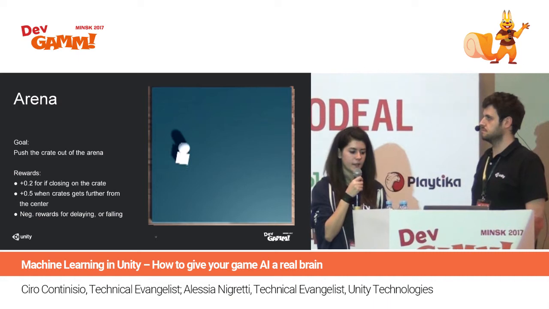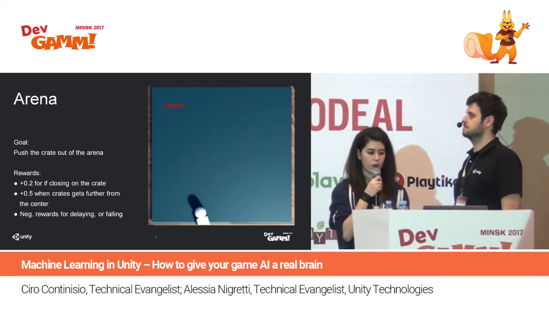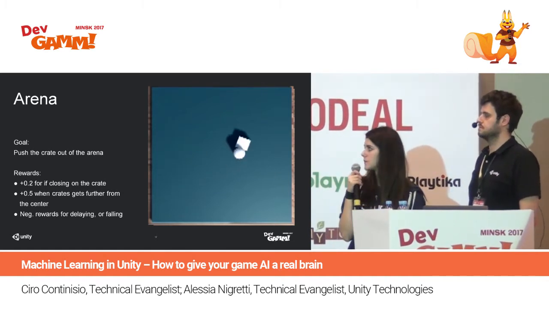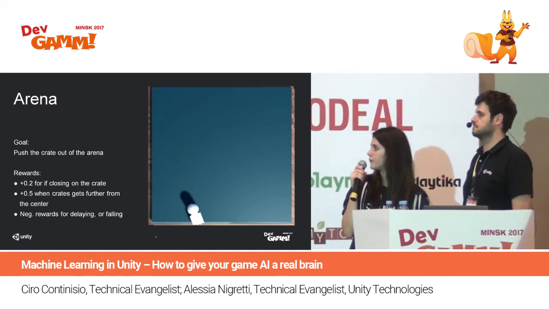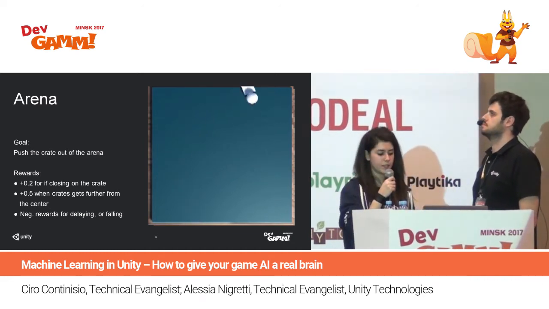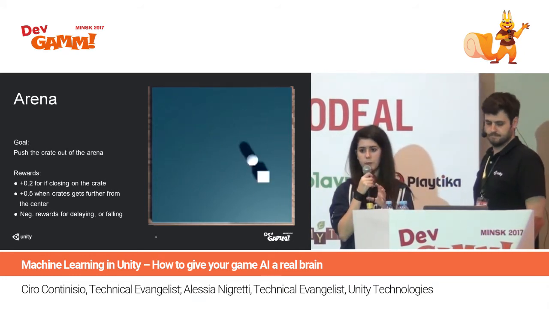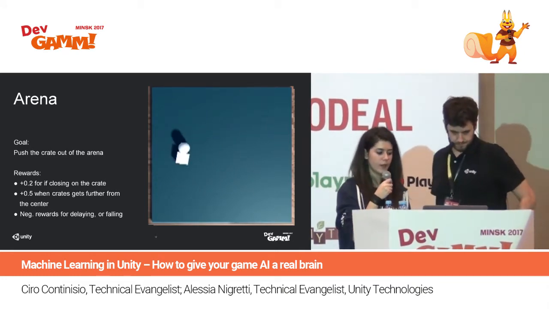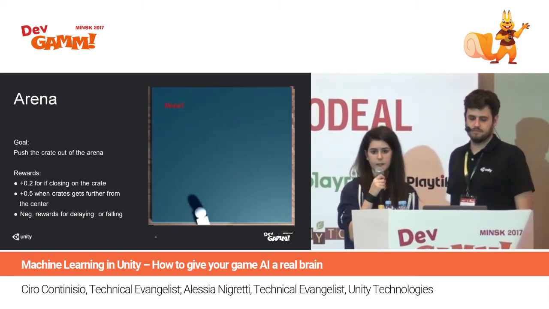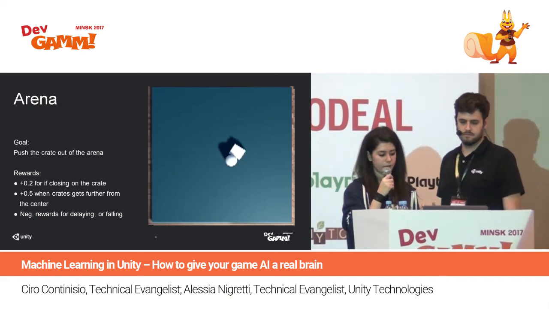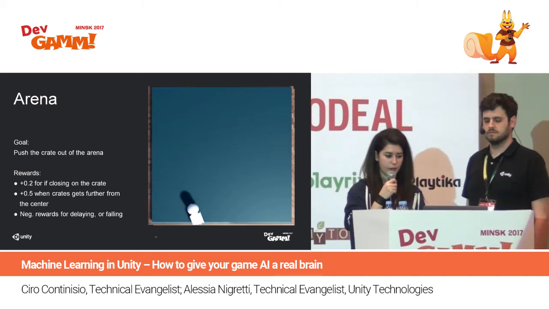This is a demo that I've made, and it's basically just telling the agent to push the crate outside of the platform. So it's kind of like a sumo game. And what we do here is we have a reward when the agent is getting closer to the crate, because we want it to be able to collide with the crate and to push it out. And also a reward when the crate is getting further from the center. Also, we give a negative reward when the agent falls outside of the arena.